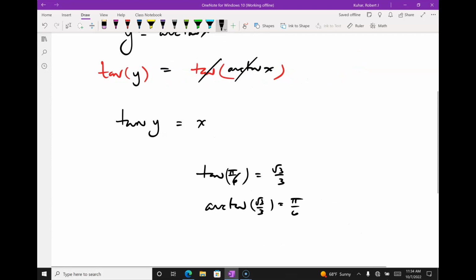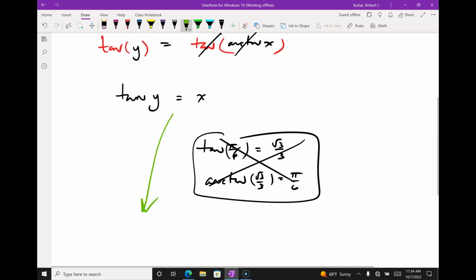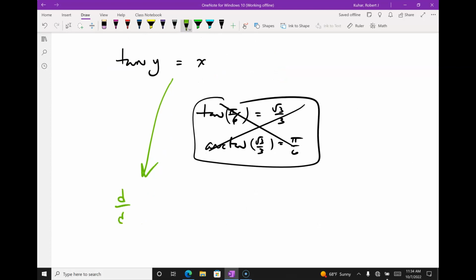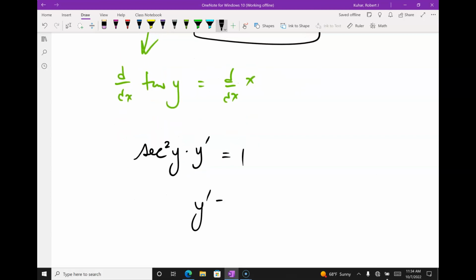But at this point, I'm ready to do my derivative, but I have to do it implicitly, right? I have to do d dx of the tangent of y equals d dx of x. On the left-hand side, we just did this problem. Derivative of tangent is what? Very good, class. Secant squared of y, but then I need a y prime, right? And that should equal 1. Derivative of x is 1. So y prime is 1 over the secant squared of y.